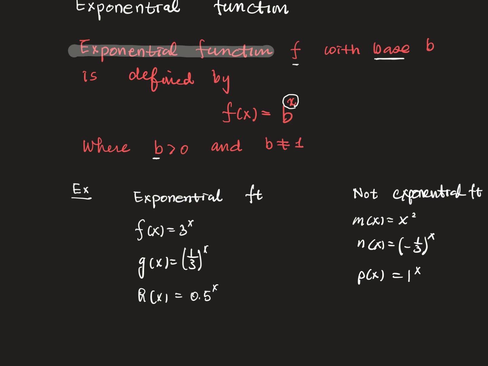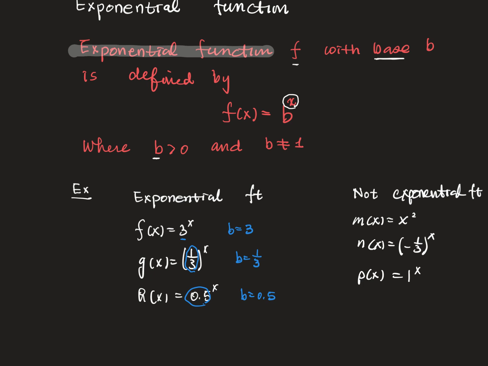Do you clearly understand that? So, for example, what is an exponential function here? Look at this one. What is the base? The base is 3. Positive, right? Here the base is 1 over 3. The base is 1 over 3. Here, the base is going to be 0.5. So that's the base. The base is positive.